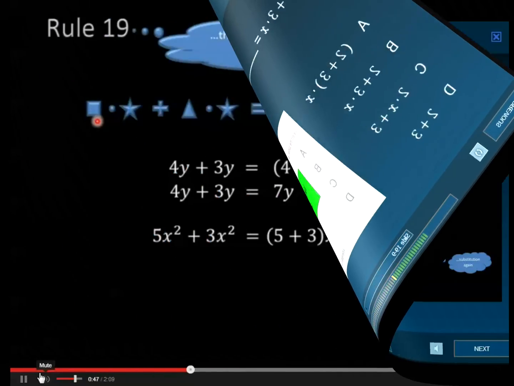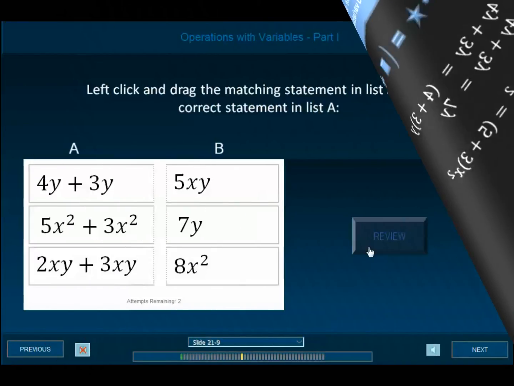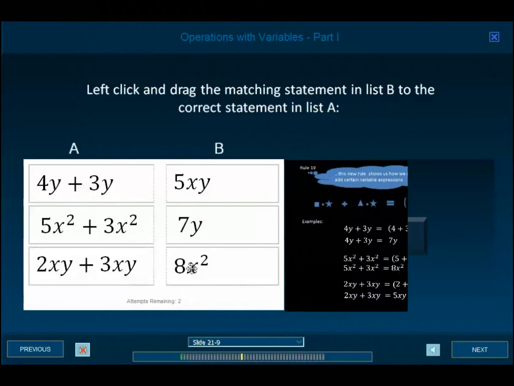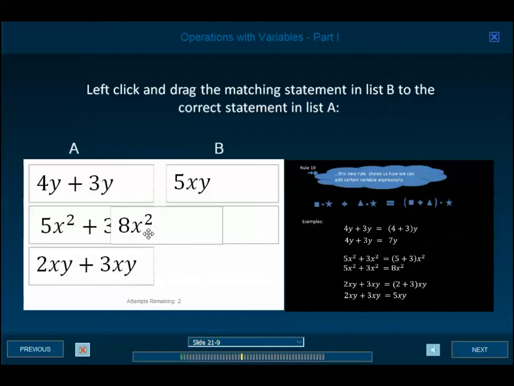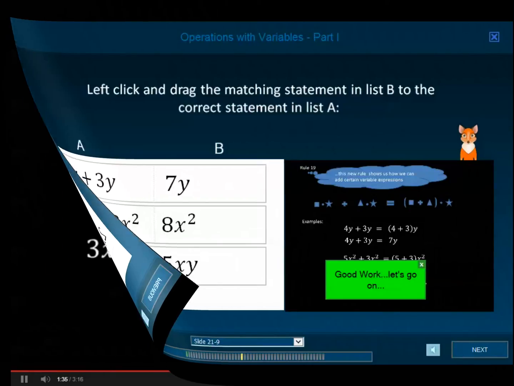5. Very nice. Plays the role of square. X squared plays the role of star. 3 plays the role of triangle, and x squared again plays the role of star in the pattern. Left click and drag the matching statement in List B to the correct statement in List A. Correct. 4y plus 3y is equal to 7y.